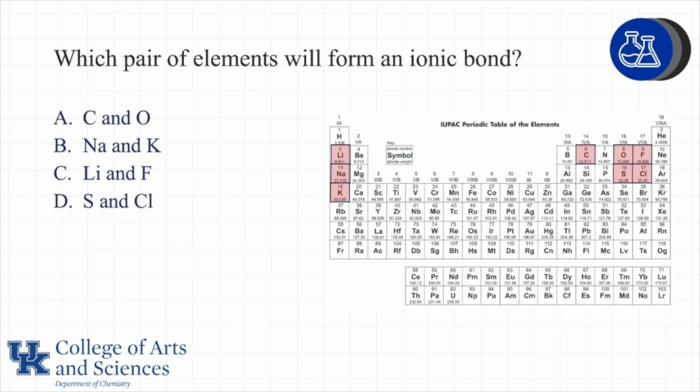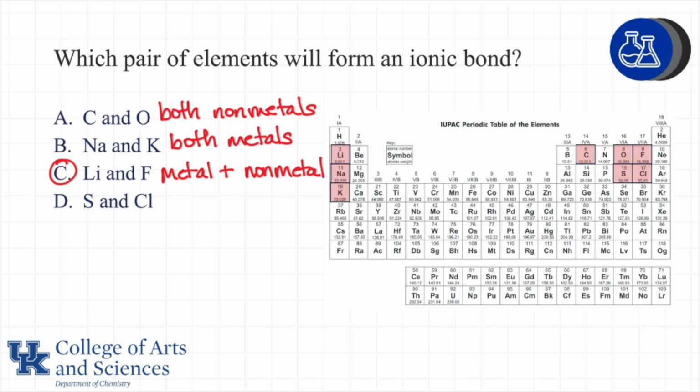Which pair of elements will form an ionic bond? Lithium and fluorine are on opposite sides of the periodic table, so we have a metal and a nonmetal bonding, and that will form an ionic bond. Lithium will give up an electron, and fluorine will gain an electron. So we have a metal plus a nonmetal. When I look at carbon and oxygen, these are both nonmetals. Sodium and potassium are both metals, and sulfur and chlorine are both nonmetals.